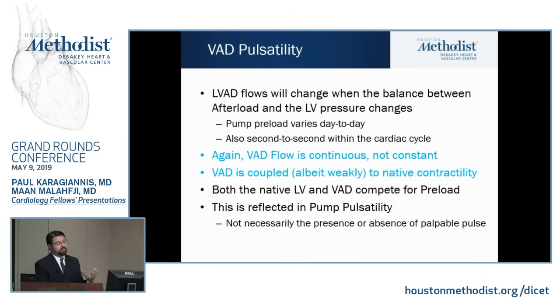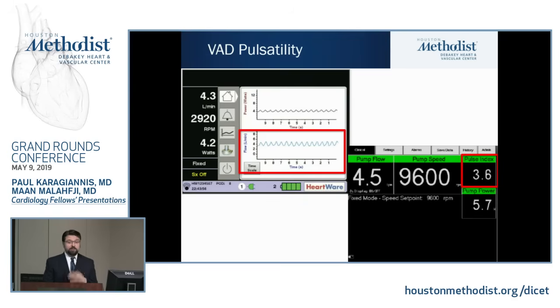Just to reiterate, VAD flow is continuous, not constant. And as I mentioned earlier, VAD flow is coupled, albeit weakly, to native contractility. The VAD and the LV compete for preload, and depending on who's winning that competition, you'll either have increased pulsatility or decreased pulsatility. Now, mind you, this is not the presence or absence of a palpable pulse. That is a consequence of very, very high pulsatility or very, very low pulsatility.